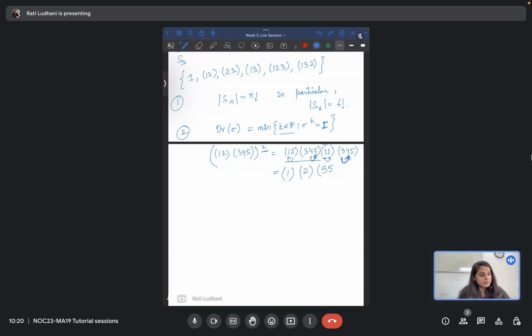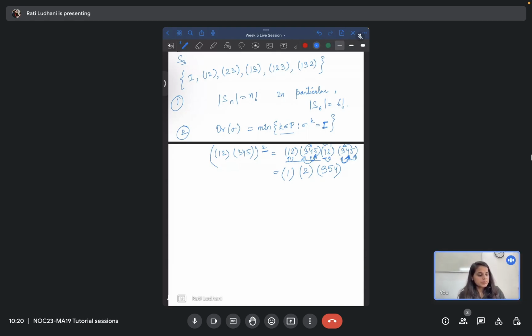Now where will 5 map? 5 is mapping to 3, and 3 is mapping to 4. So it will map to 4. And now where will 4 map? 4 is mapping to 5, and 5 is mapping to 3. So 4 is mapping to 3. So the cycle is closed. So this multiplication is like that. Is that clear? Yes, ma'am.